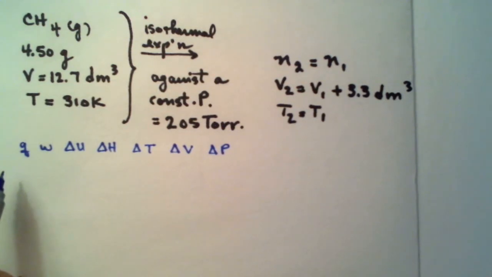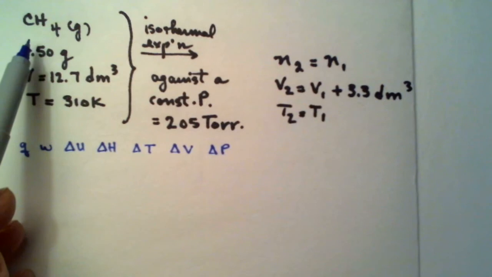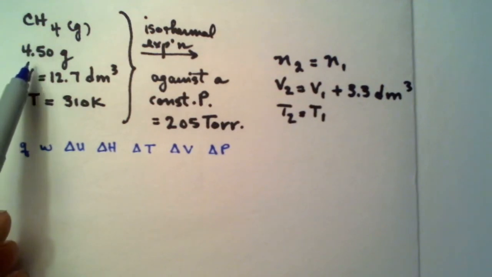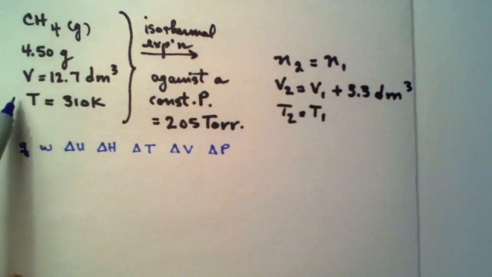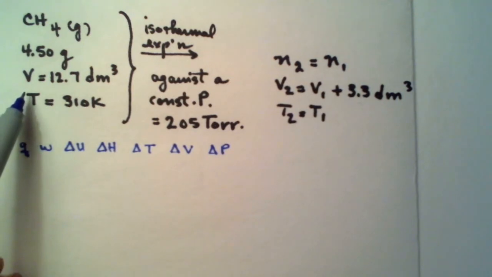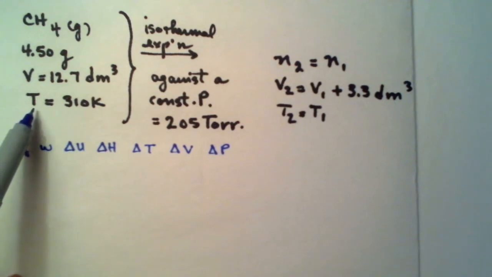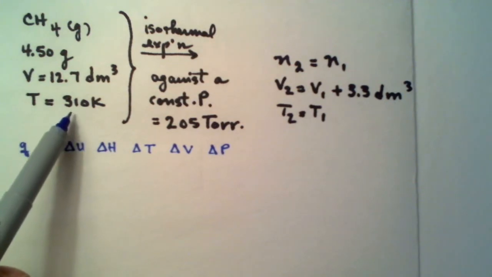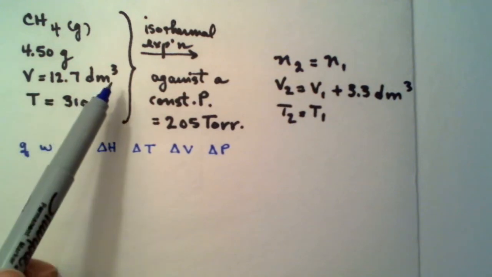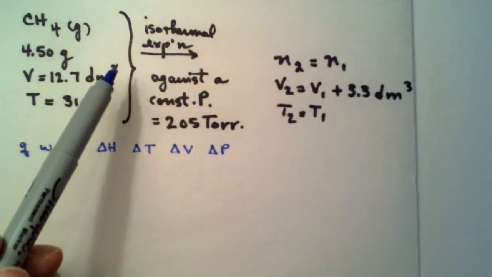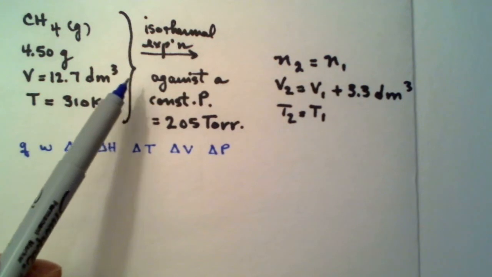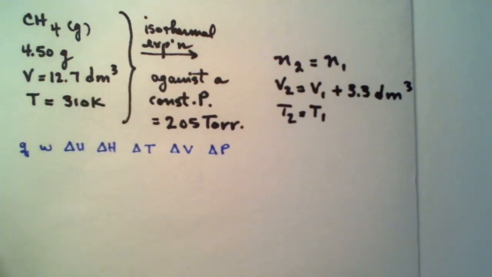So once again, what was given in this question is that it's methane gas in a closed system, 4.50 grams specifically, occupying a volume of 12.7 decimeter cubed, which we know are liters, same unit, at a temperature of 310 Kelvin, so there are two significant figures on the temperature. It undergoes an isothermal expansion against a constant pressure of 205 Torr until the volume changes by 3.3 decimeter cubed. And we're asked to find all of these things.